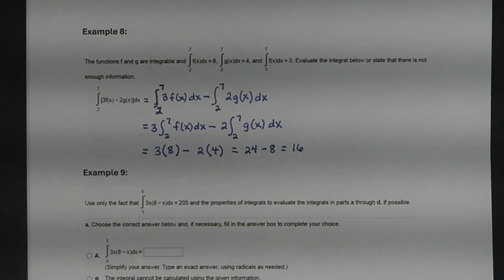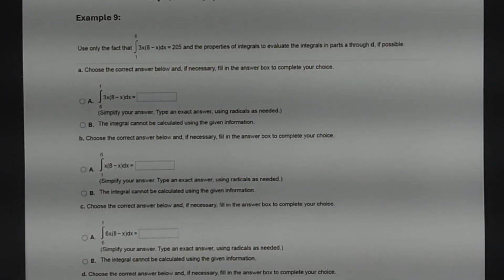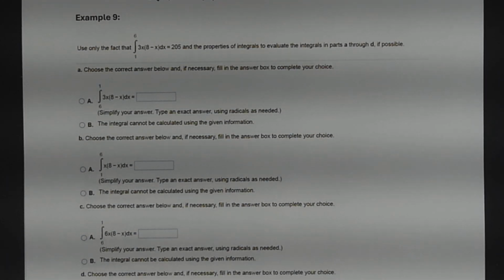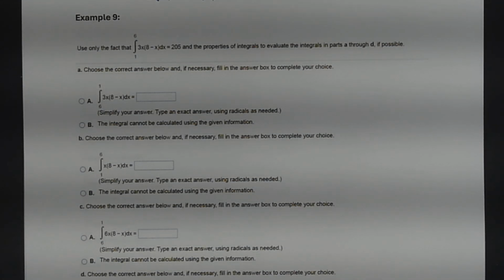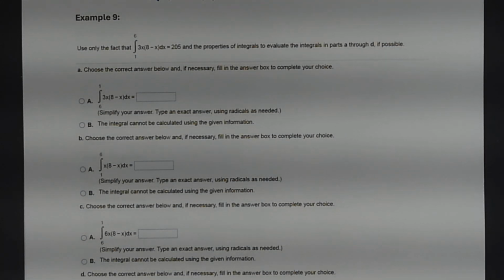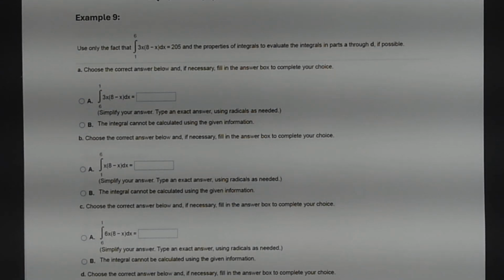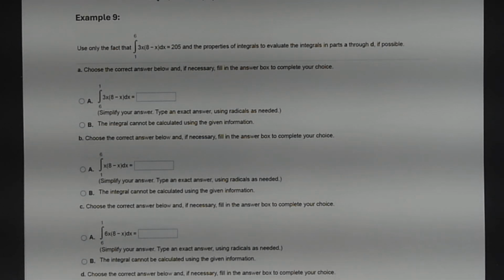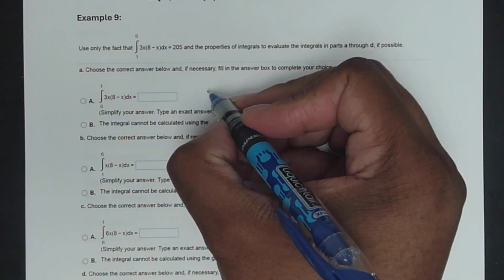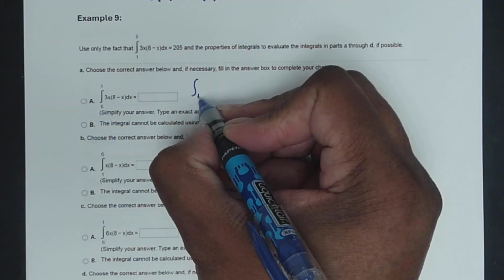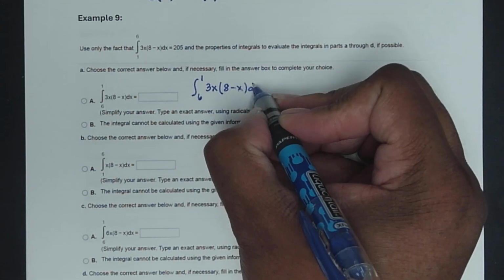Okay, now example 9. Here we're going to use only the fact that the integral from 1 to 6 of 3x times the quantity 8 minus x dx is equal to 205, and the properties of integrals to evaluate the integrals in parts A through D, if possible. In part A, we want to choose the correct answer below, and if necessary, fill in the answer box to complete the choice. And in this case here in part A, we have the integral from 6 to 1 of 3x times the quantity 8 minus x dx.